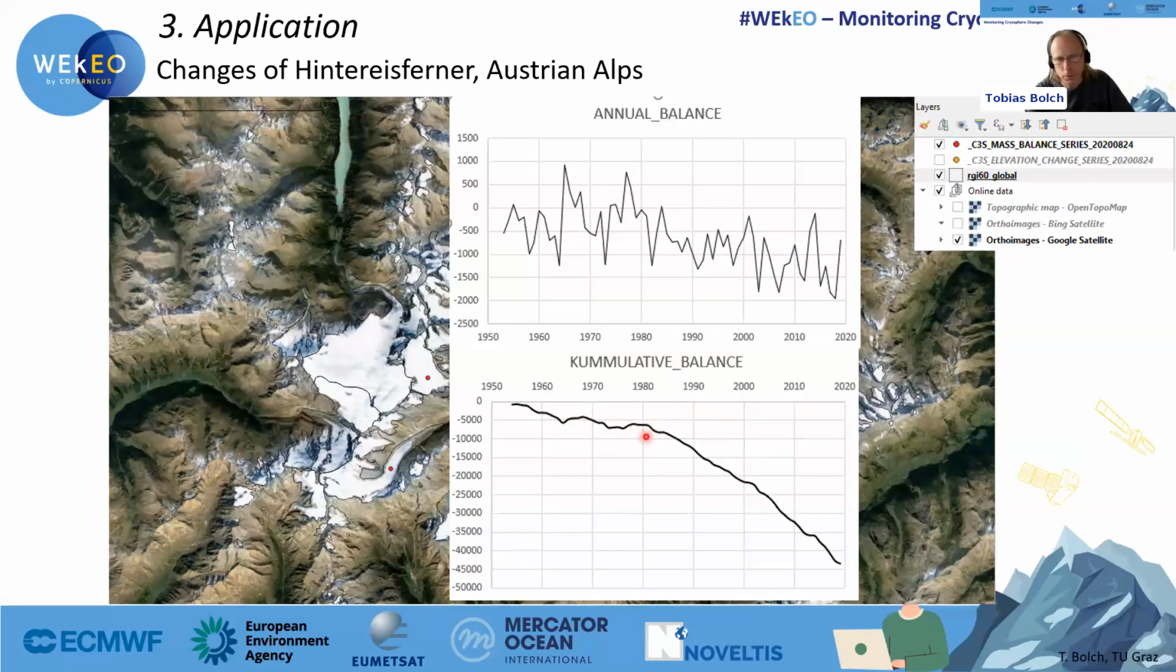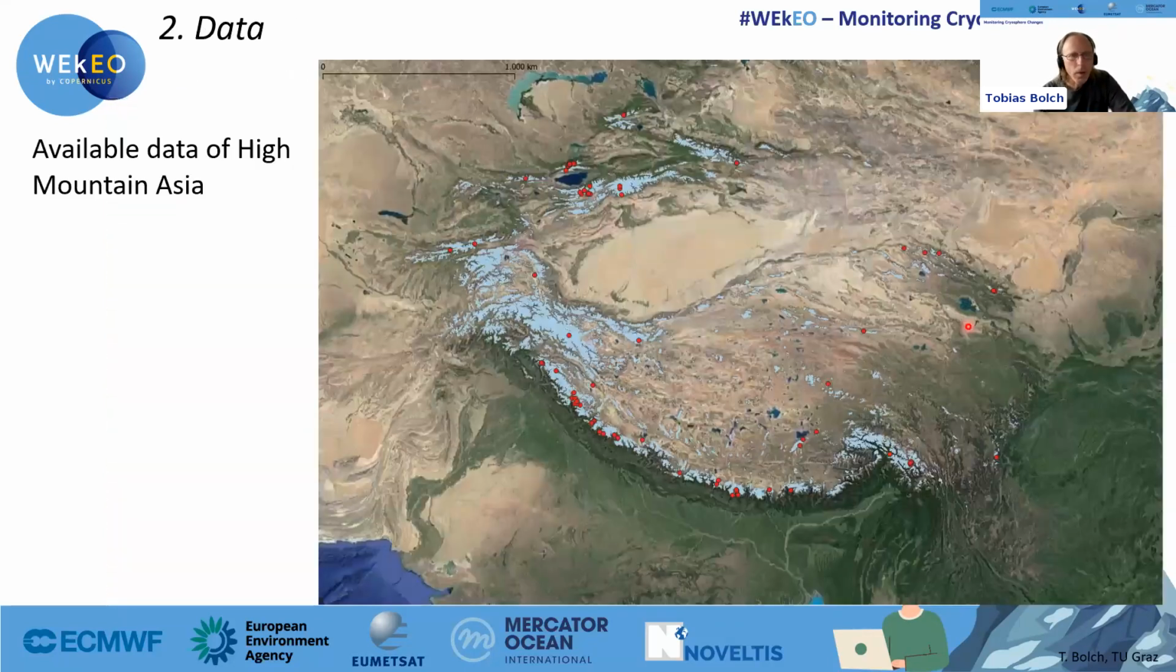It was also a positive phase, but then since 1990, 2000, there was a clear increase in mass loss. And there you see the different dots. Not for every dot are there detailed data sets available, but for many, many glaciers, you get a lot of information. There was a question about the Himalaya and high mountain Asia.